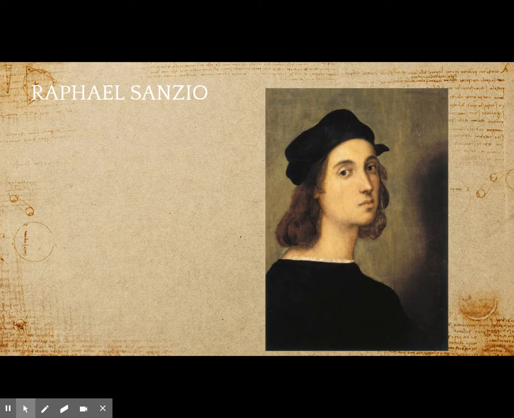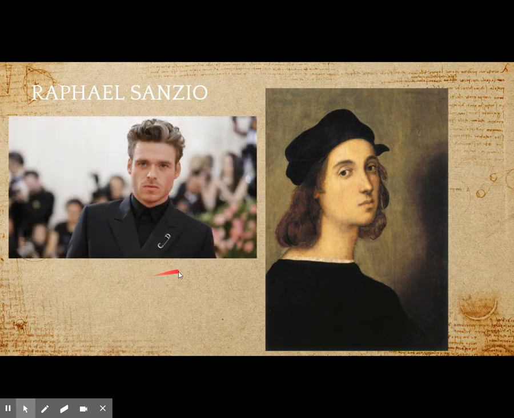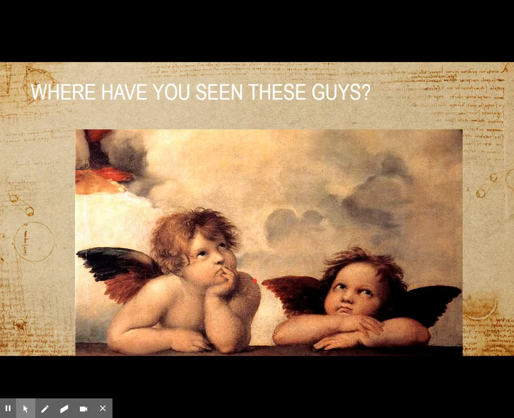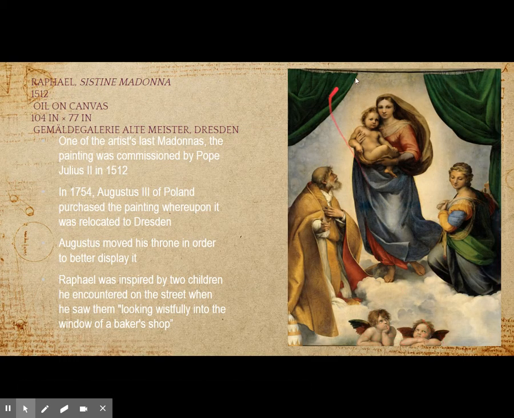He was handsome, he was charming, he was funny. You wanted Raphael at your party. Okay, he's much like Richard Madden here. So imagine Richard Madden when we talk about Raphael. Now, you've seen these guys before, the cherubs. This is Raphael, and that's a small part of a much bigger painting.